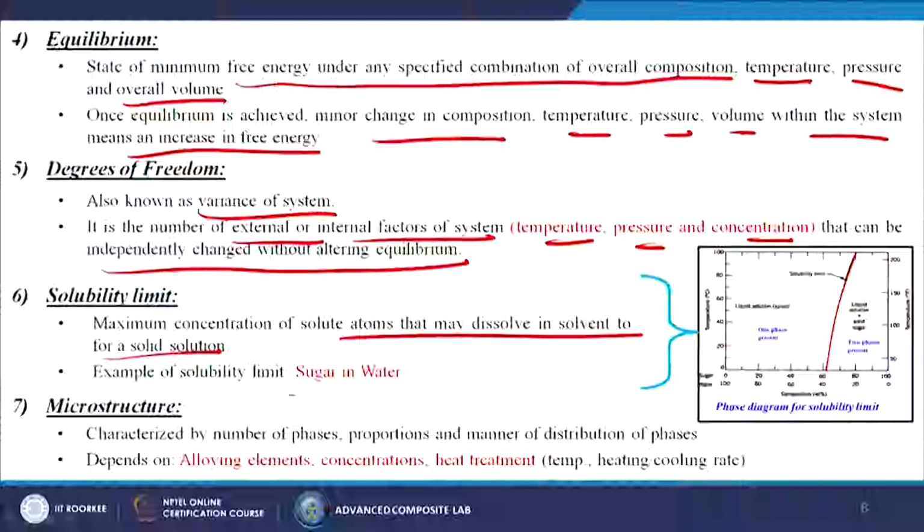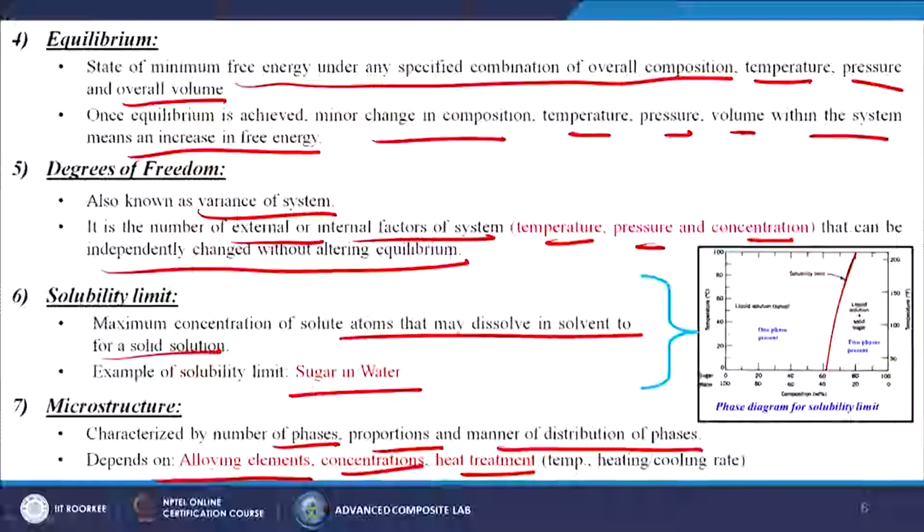So, here if I am adding the sugar and sugar and sugar into the water, after a certain time the sugar will not dissolve into the water itself. That is known as the solubility limit. So, generally the solubility limit is sugar in water. And what is microstructure? It is characterized by the number of phases, proportions and manner of distribution of the phases itself, and depends on alloying elements, concentrations, heat treatment, maybe temperature or maybe the heating and cooling rate.